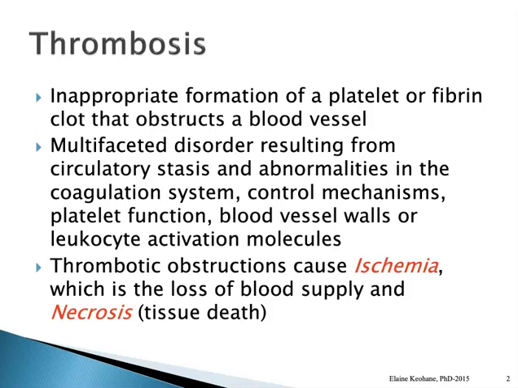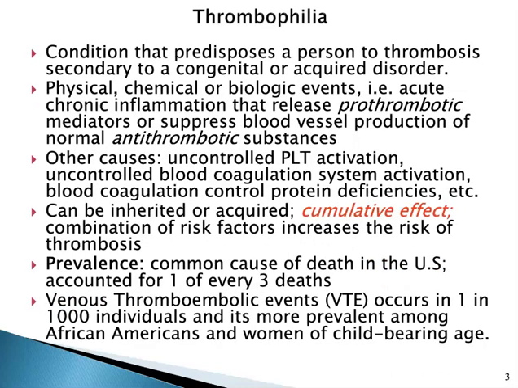Thrombotic obstructions cause ischemia, which is the loss of blood supply, and necrosis, which means tissue death. Thrombophilia was actually once called hypercoagulability, and thrombophilia is a condition that predisposes a person to thrombosis, secondary to congenital or acquired disorders. Here are some known causes of thrombophilia.